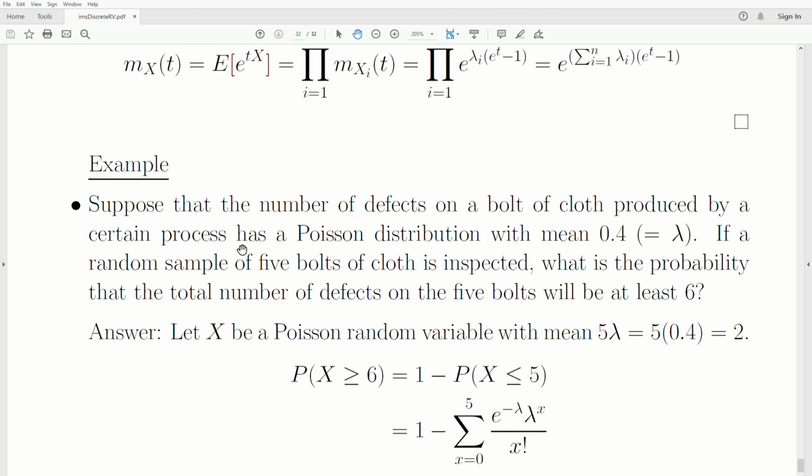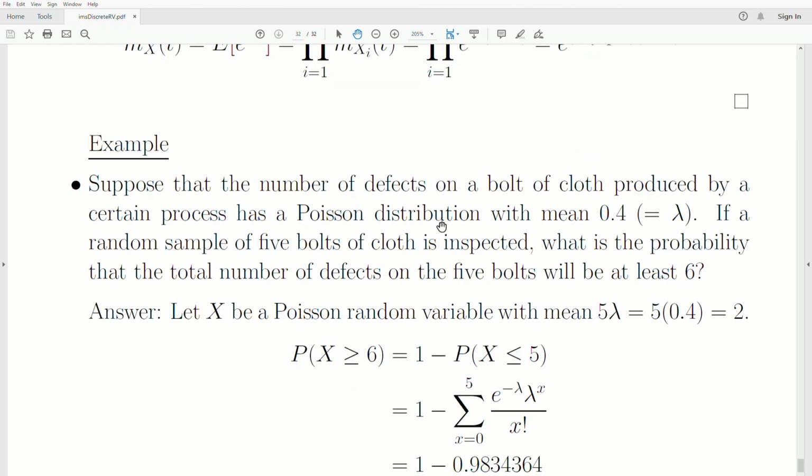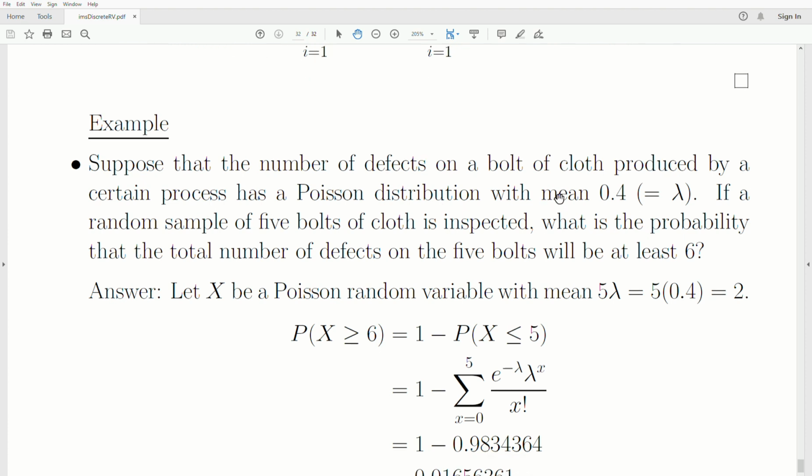Now, example, suppose that the number of defects on a bolt of cloth produced by a certain process has a Poisson distribution with mean 0.4. Now that's our lambda, and notice it's not an interval of time. We're just talking about a bolt of cloth, and there's 0.4 defects on average on a bolt of cloth. So lambda is 0.4. If a random sample of 5 bolts of cloth is inspected, what's the probability that the total number of defects on the 5 bolts of cloth will be at least 6?